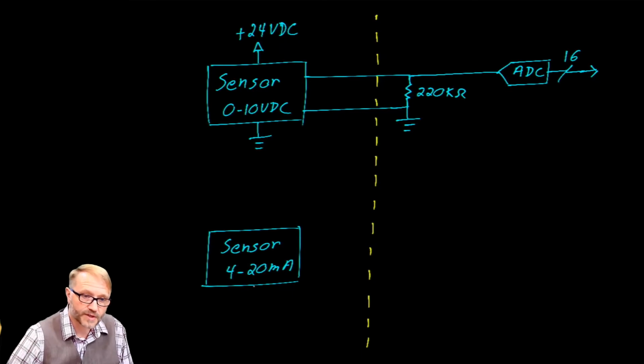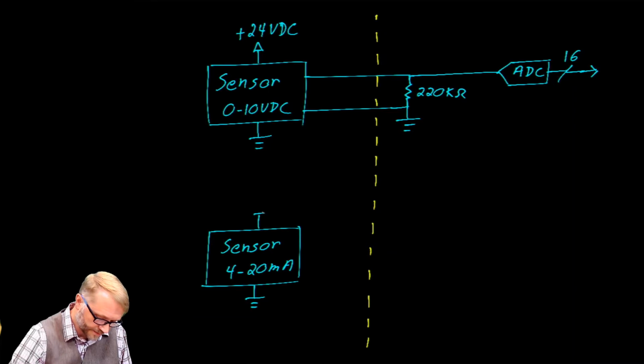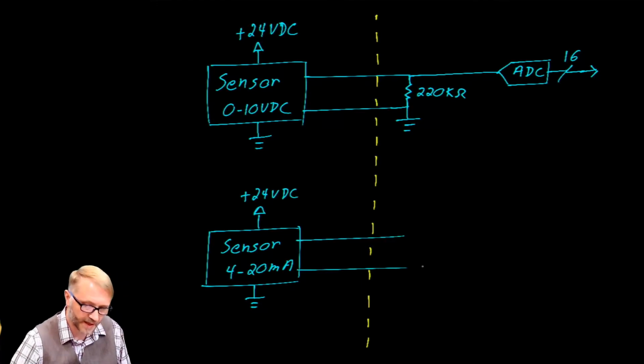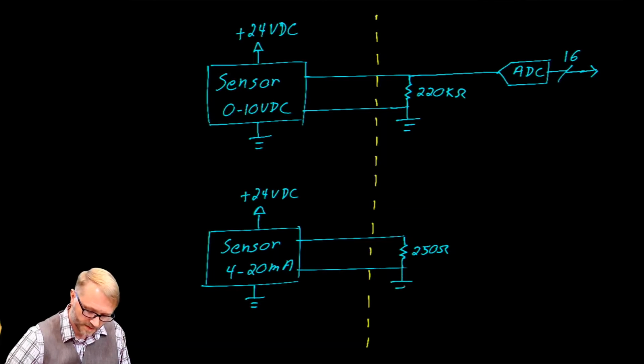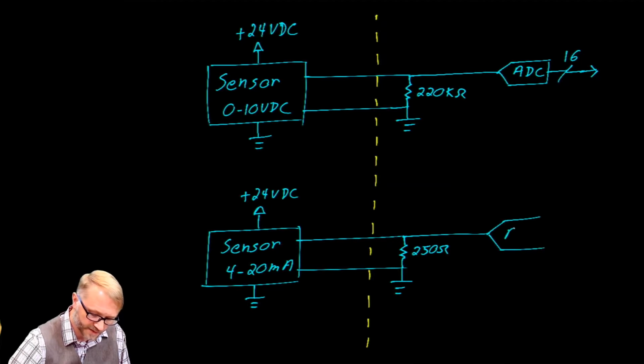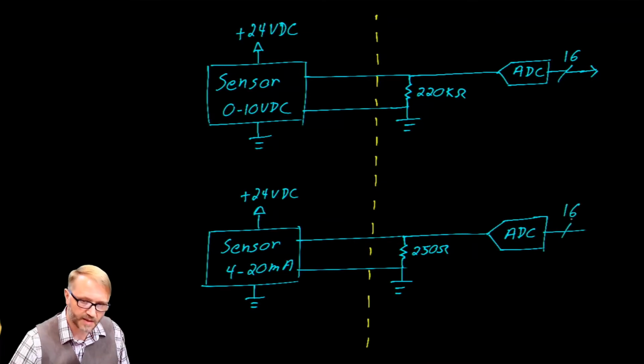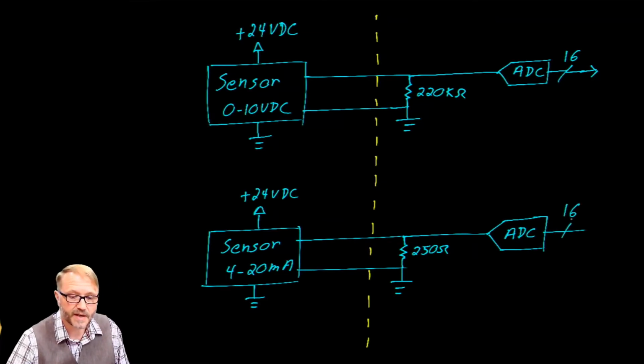A sensor with a 4 to 20 milliamp output would have a similar schematic. Again, we need a ground and we need a power supply to operate that sensor. Once again, we have two wires that enter the PLC, but this time the resistor is much lower. It's actually 250 ohms. Like its voltage counterpart, we head off to an analog to digital converter, which presents itself as 16 bits to the FPGA and microcontroller.